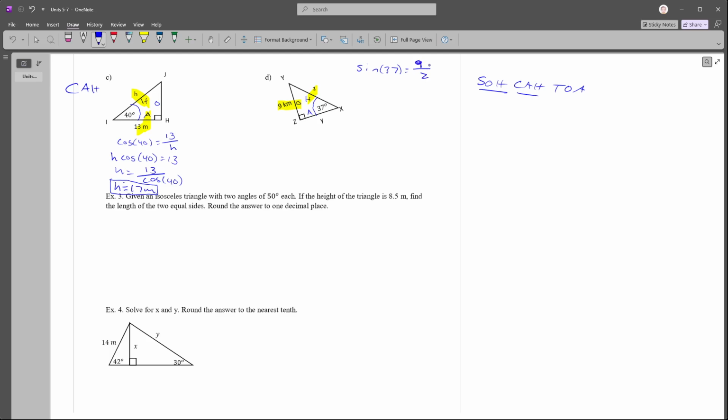Just kind of fix that up a little bit. So we're going to isolate for this. So we're going to z times sine 37. Now, if you can do this in less steps, absolutely do that. Sine of 37 equals 9. So that means z is equal to 9 over sine of 37. And when you do this, z is going to be approximately equal to 15 kilometers. Another gigantic triangle. Okay, 15 kilometers.